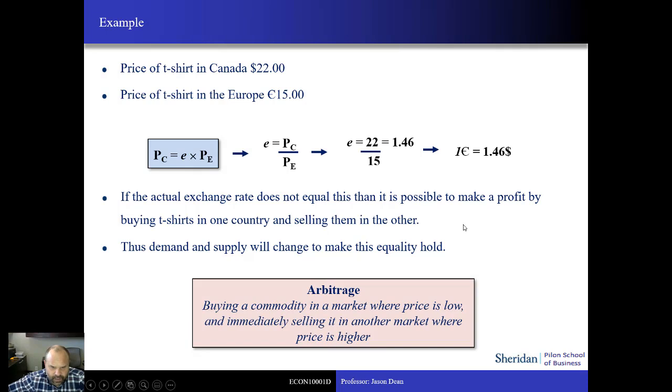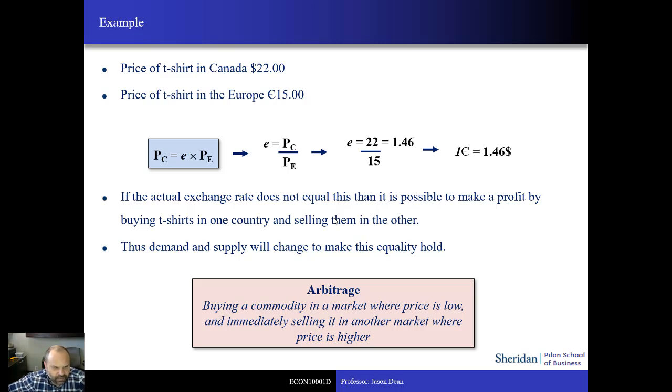And again, this term arbitrage just simply means buying a commodity in a market where the price is low and immediately selling it in another market where the price is higher. And so you can make a very quick, risk-free return. So there are obviously very little arbitrage opportunities in the context of the stock market, but there could be some in terms of goods sold in different countries because of differences in information, transaction costs, and other things.